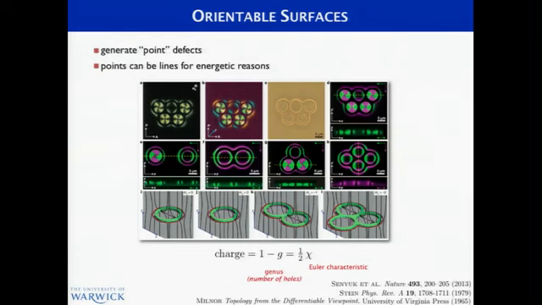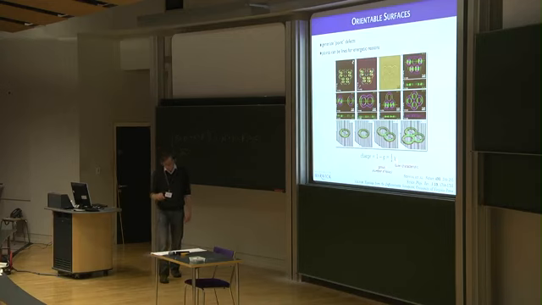And so the topological content of closed orientable surfaces is that they generate point defects, and you should ask yourself, how many point defects do they generate? And they generate this many. They generate 1 minus whatever the number of holes in the surface is. Okay.